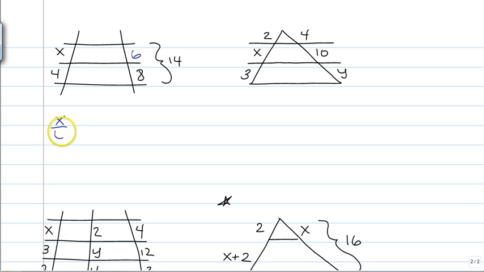Okay, so we have x over 4 and 6 over 8. That means x is going to be equal to 3, plain and simple. Now the next one has 3 different stacks, and it has 2 different variables we're looking for.